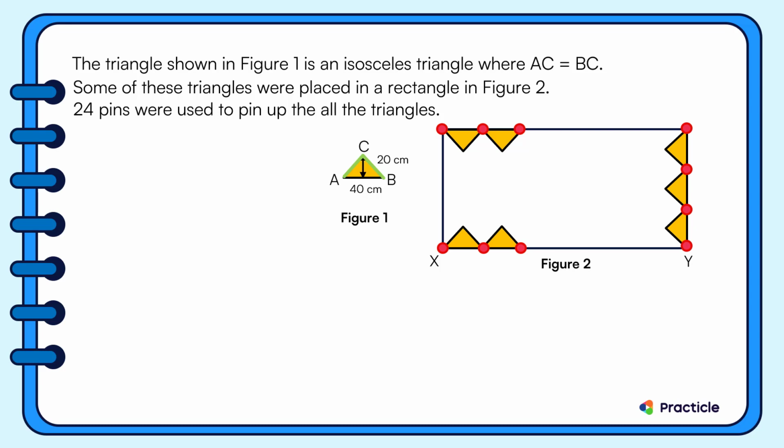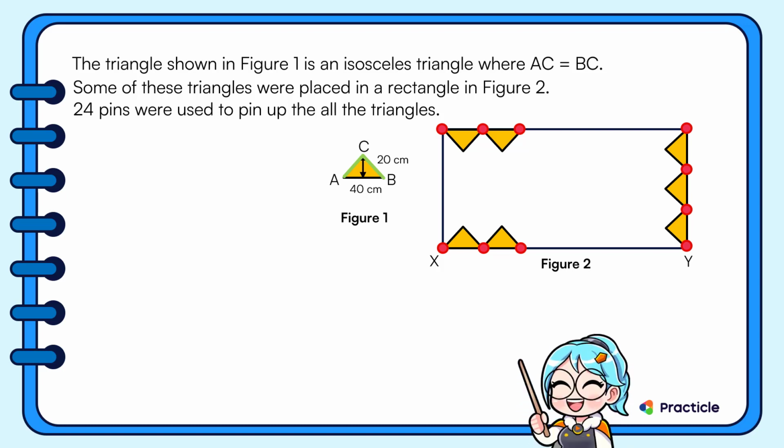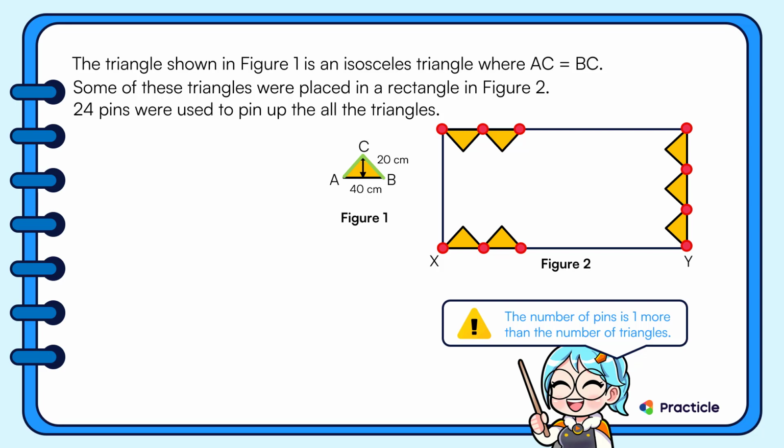the number of triangles. Now from the diagram, we can see that we need 2 pins to put up 1 triangle. However, since we are putting the triangles up side by side, what do you notice? Can you see that every 2 triangles share 1 pin? And that's why we only need 4 pins to put up these 3 triangles. And this is one of the booby traps that you need to pay attention to, okay? The number of pins is 1 more than the number of triangles.